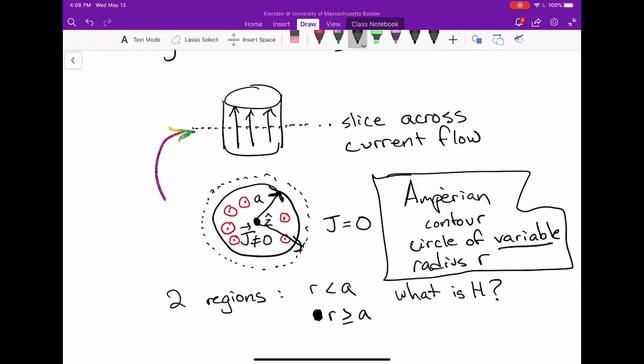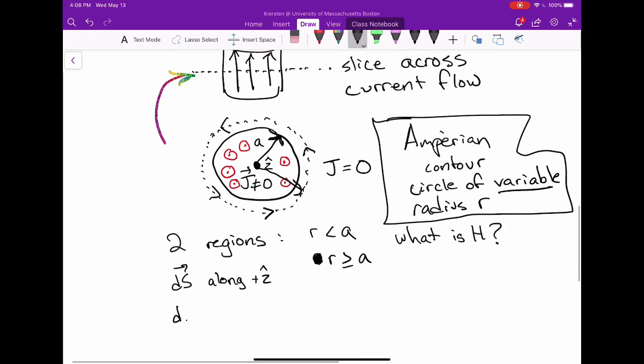Remember that a contour has a direction. We need to make sure that the direction of the contour agrees with the direction that we define the surface normal vector. We're going to choose the surface normal vector to be Z directed, plus Z, because that agrees with the current and that makes it easier to avoid sign errors. So ds is along plus Z. And if we're going to do that, that means that our contour has to circulate around counterclockwise. So dl is along phi hat.